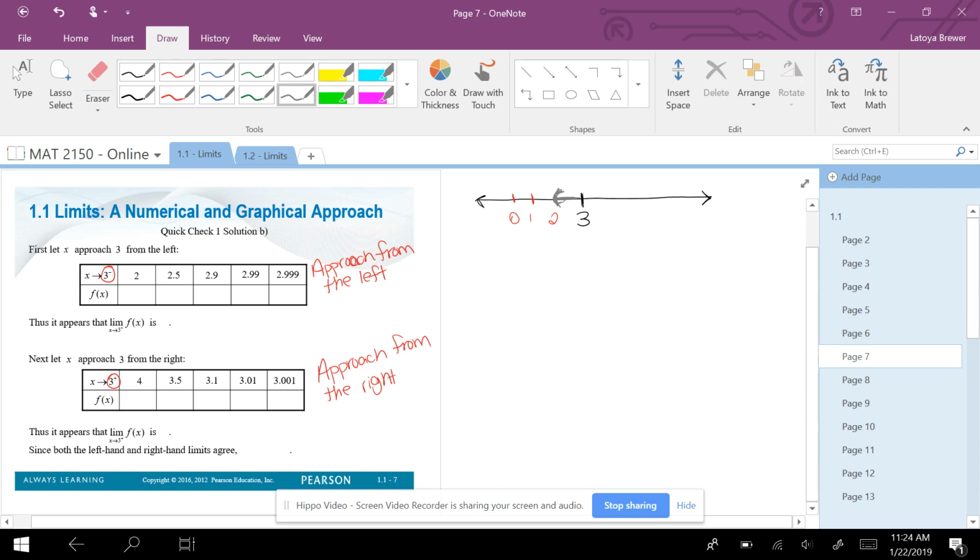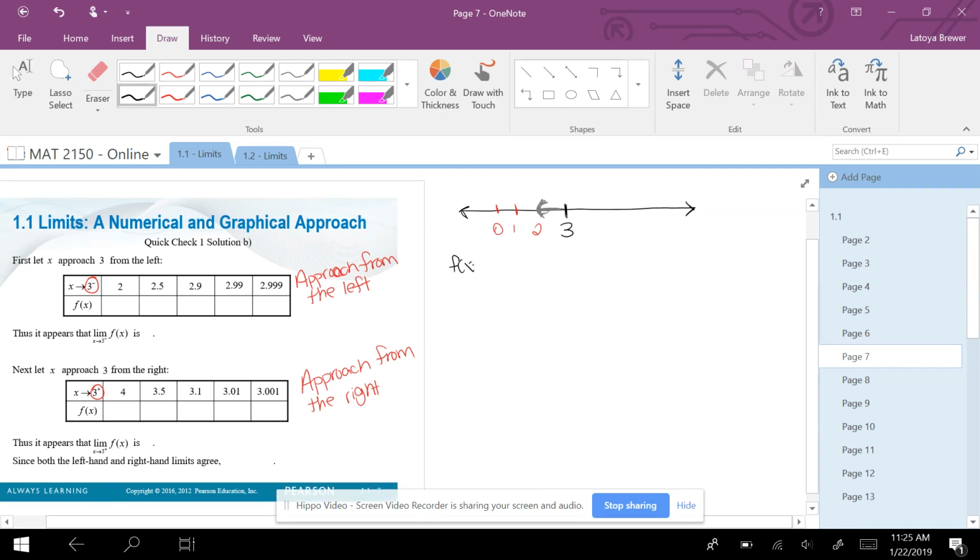So they took all of those numbers and they substituted those into the function here. If I remember correctly, I can't see it on this screen, but the function was f of x is equal to x squared minus 9 over x minus 3. So what I'm doing for my table is I'm substituting each one of those values in. So 2 squared minus 9 all over 2 minus 3. If I simplify that, that's just going to give me 5. So I'm going to put 5 in here.